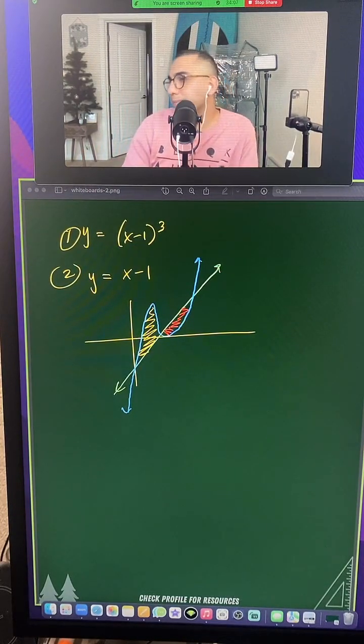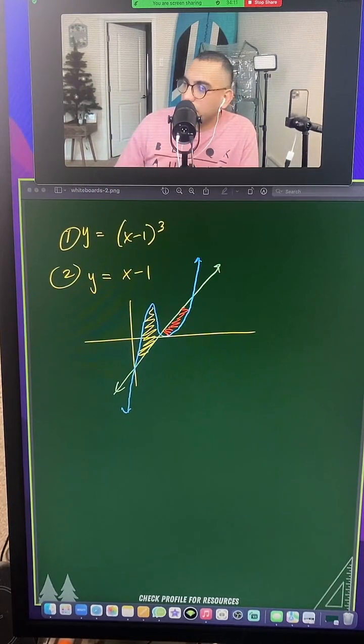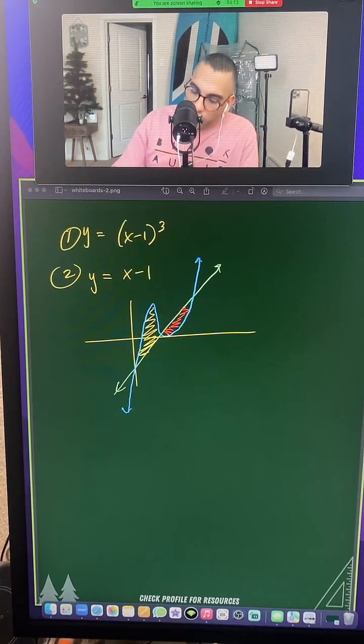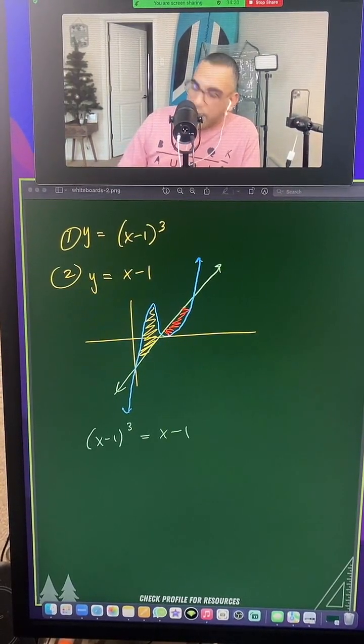What do you guys think? Austin says set them equal to each other. Yes, set them equal to each other. So let's go ahead and do that now. So I have x minus 1 cubed is equal to x minus 1.